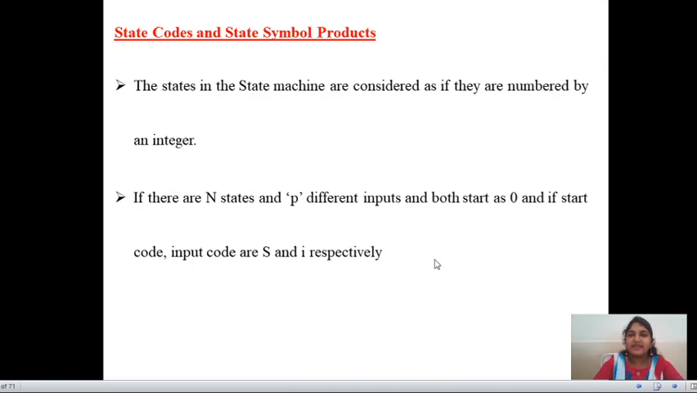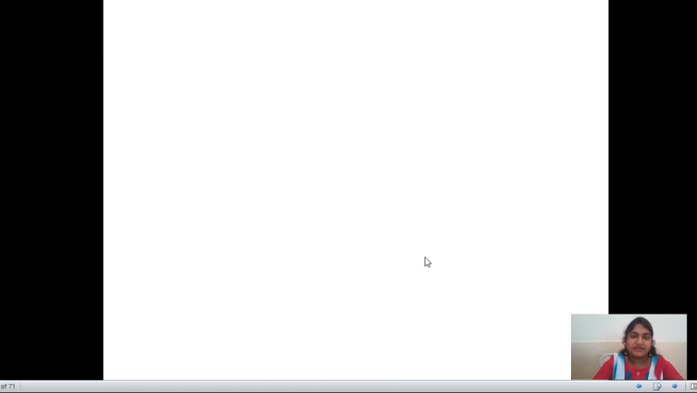So here we are taking N states and P different inputs, and both start from 0. If the start code and input code are S and I respectively, start code is S, input code is I. So the pointer value should be taken as the start code times the number of different inputs plus the input. So this is the way to define the pointer value in the state codes.